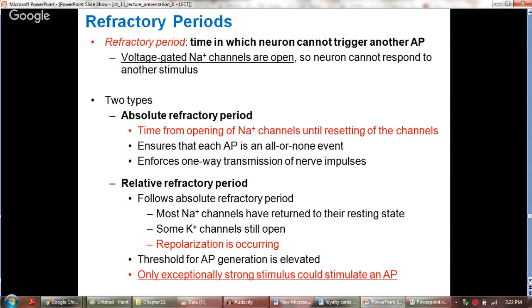So the key message with this content is that during the relative refractory period, if you provide a strong stimulus, you can generate another action potential.